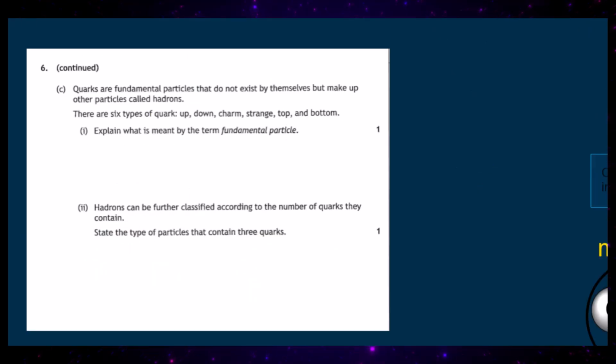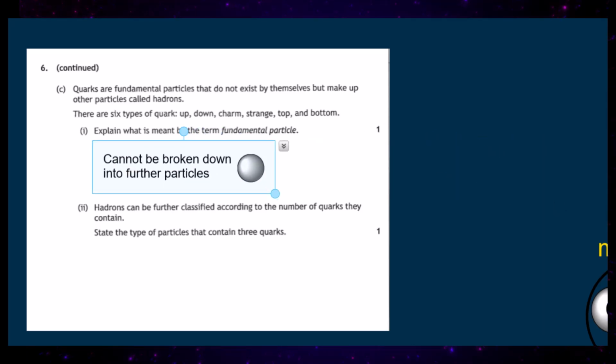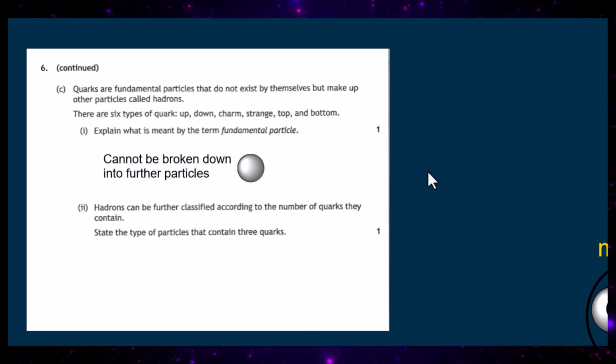Question 6 continued, part C. Quarks are fundamental particles that do not exist by themselves, but make up other particles called hadrons. There are 6 types of quark. They are the up, down, charm, strange, top and bottom. And for 1 mark, we're asked to explain what is meant by the term fundamental particle. Well, a fundamental particle is one which cannot be broken down any further into other particles. That's the key for that. A fundamental particle is one that can't be broken down into any more constituent parts. That's what is meant by fundamental.